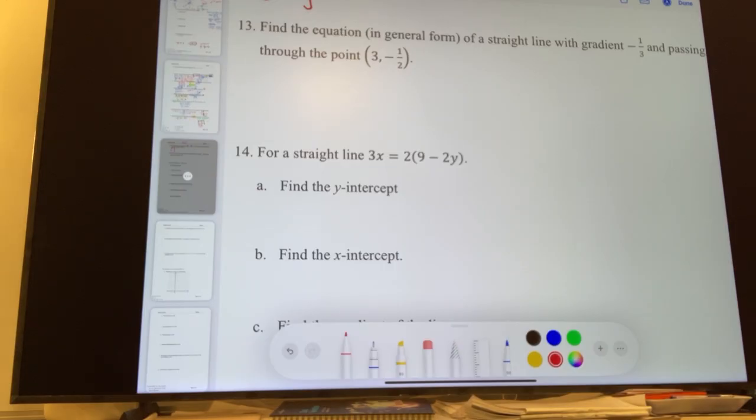Am I doing that right? Which question are you looking at? This one? Okay, to find the y-intercept, the y-intercept is where it cuts the y-axis. So when something cuts the y-axis, what is the x coordinate? 0. Yes, so you just need to put x equal to 0.